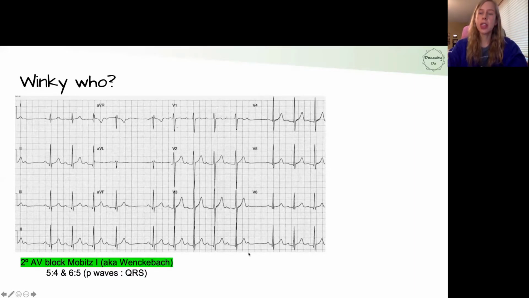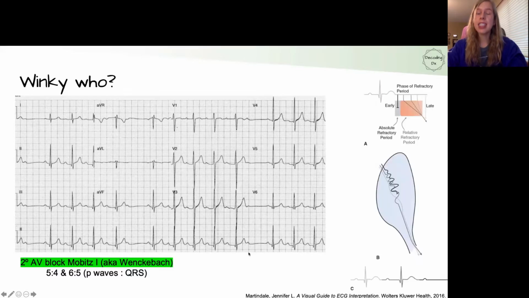In a second degree Mobitz type 1, the block is intranodal, meaning it's within the AV node. This is important to note because there will be a narrow QRS, meaning that the block is happening before it gets to the His-Purkinje fibers. The electricity is able to distribute appropriately and equally across the ventricles, so you still maintain that narrow QRS morphology.